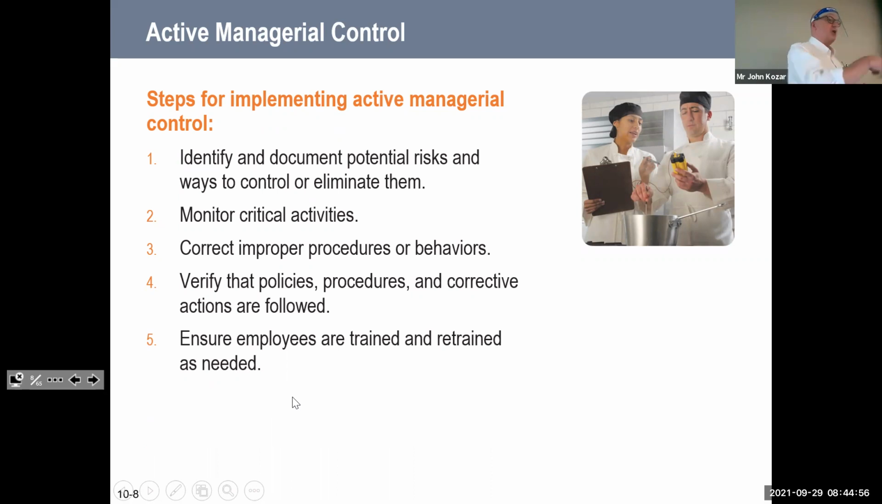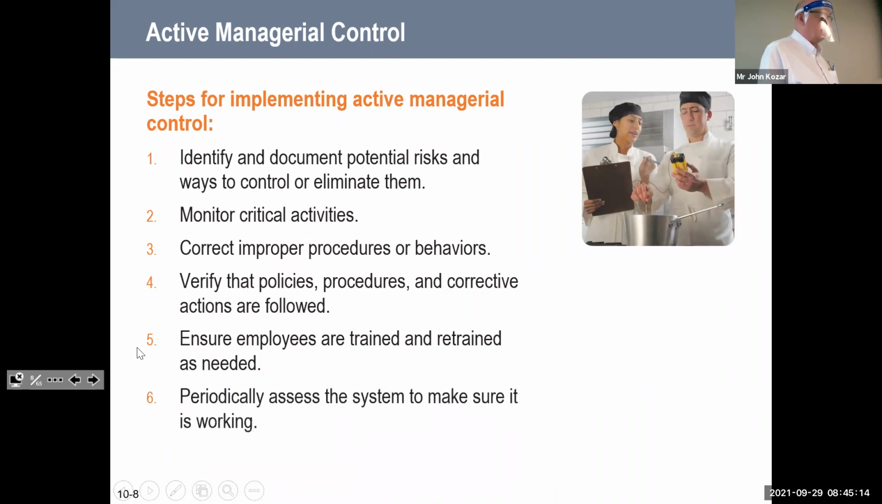You'll find that when you start working in the kitchen, you're going to be a lot more focused on how you're holding your knife than whether or not your cutting board was sanitized. Just because that's your main goal, but you always have to have sanitation in your mind in the kitchen. Periodically assess the system to make sure it is working. So go through, check to make sure that you are keeping your food rotated in the proper order. Check temperatures.